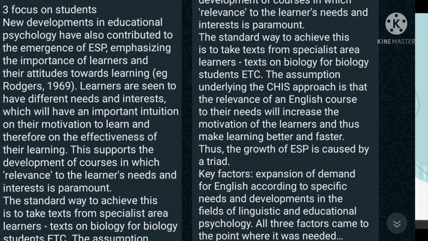Number 3. Focus on the learner. New developments in educational psychology also contributed to the rise of ESP by emphasizing the central importance of the learners and their attitude to learning. The growth of ESP then was brought about by a combination of three important factors: the expansion of demand for English to suit particular needs, and developments in the fields of linguistics and educational psychology. All three factors seemed to point toward the need for increased specialization in language learning.